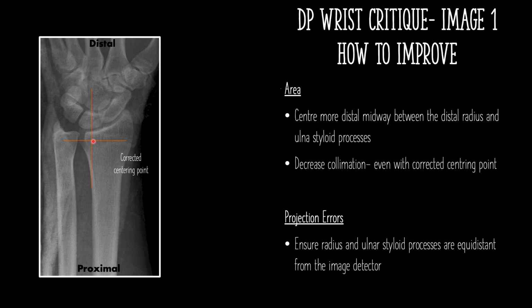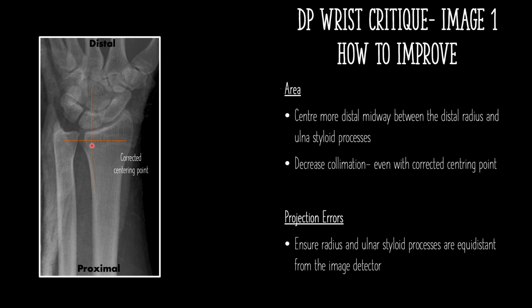We're going to decrease our collimation so that the distal 1/3 of the radius and ulna are present, and the proximal 2/3 of the metacarpals is present as well. Once again, I've labeled the distal aspect of the image and the proximal aspect of the image. So we're saying our centering point is going more distal from where it was.